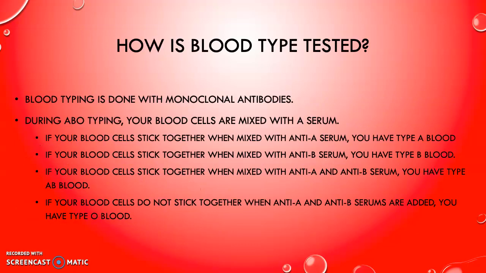Your blood type is tested in many ways, and it is done with monoclonal antibodies. During ABO typing, your blood cells are mixed with a serum. If your blood cells stick together when mixed with an anti-A serum, you have type A blood. If your blood cells stick together when mixed with an anti-B serum, you have type B blood. If your blood cells stick together when mixed with anti-A and anti-B, you have type AB. And if your cells do not stick together when anti-A and anti-B serums are added, you have type O blood.